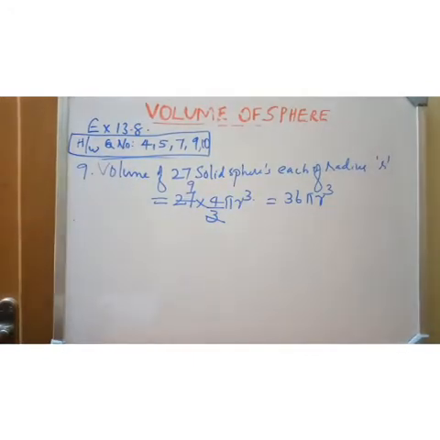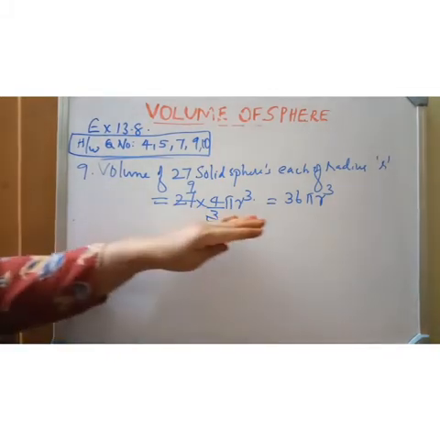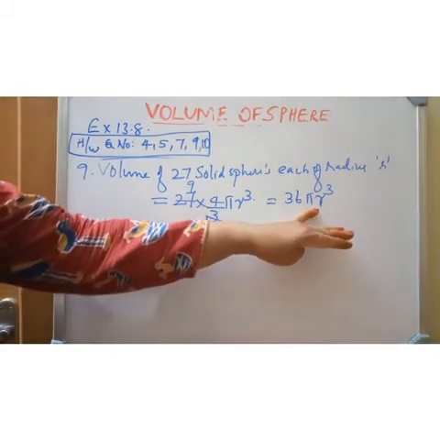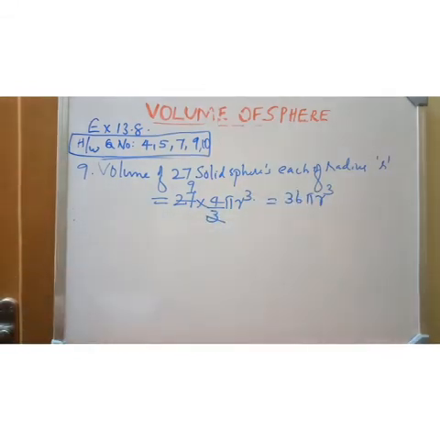Okay. So the surface area of this one is represented by S. Let us see that afterwards. So this 36 pi r cube is the volume of 27 solid spheres, each of radius r. That is melted to form a new sphere with the surface area S dash. So the volume of 27 solid spheres is equal to the volume of a sphere of radius r dash.